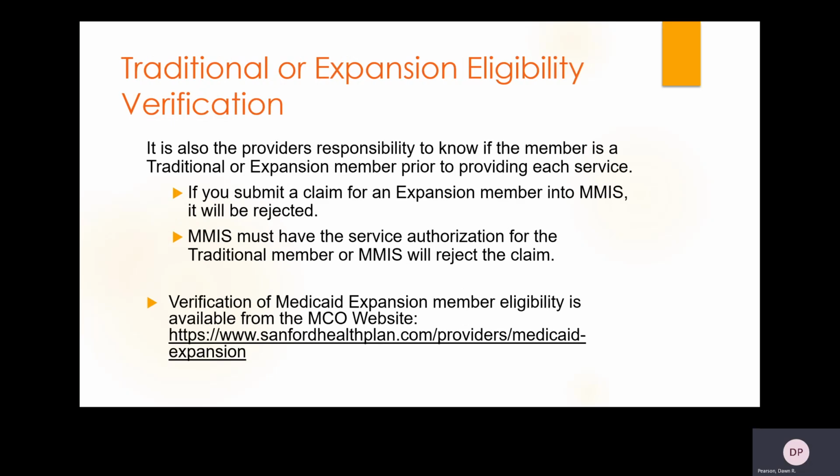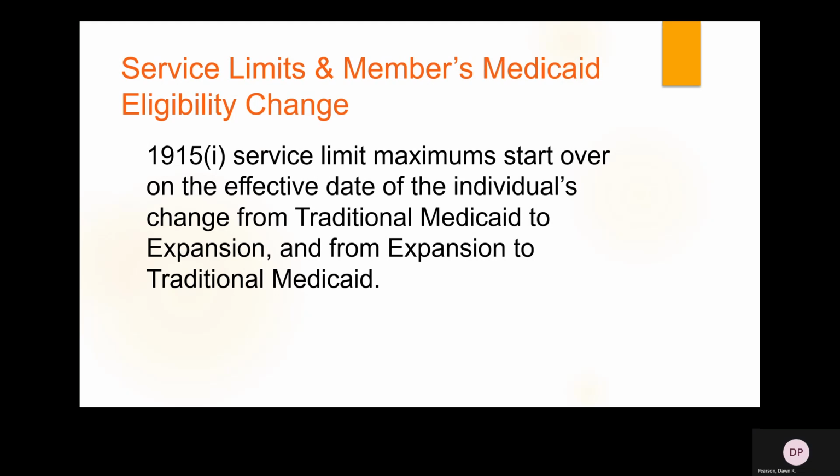It is also the provider's responsibility to know if the member is a traditional or expansion member prior to providing each service. If you submit a claim for an expansion member into MMIS, it will be rejected. MMIS must have the service authorization for the traditional member, or MMIS will reject the claim. For verification of Medicaid expansion member eligibility, visit the MCO website at the link provided. 1915I service limit maximums start over on the effective date of the individual's change from traditional Medicaid to expansion and from expansion to traditional Medicaid.